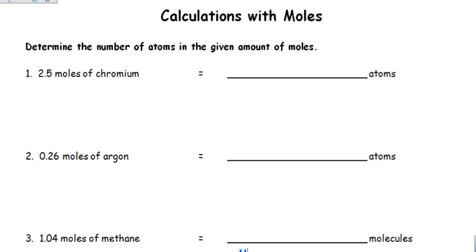The next couple videos will walk you through different types of calculations we can do, all using this mole concept. In this video, we'll look at a calculation where we convert moles to atoms. If I had 2.5 moles of chromium atoms, how many individual atoms would that be?